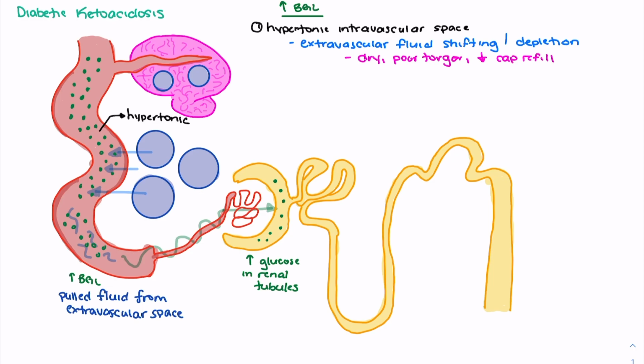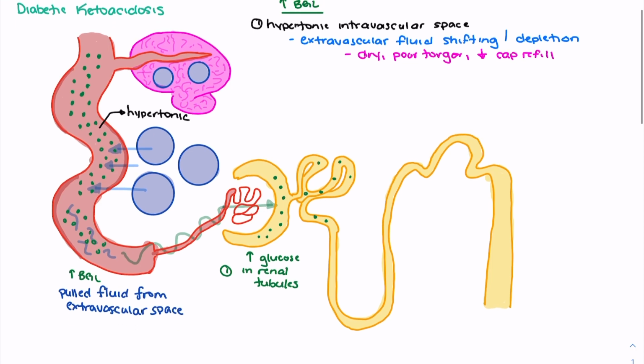But when we look at simply diabetic ketoacidosis and the acute presentation of increased blood glucose in the renal tubules, what that means is the renal tubules will become hypertonic just like the vasculature did. So first, we see an increase in blood glucose in the renal tubules. The second issue is that we see a change in osmolarity, or the tonicity of our renal tubules. We see the renal tubules becoming hypertonic.